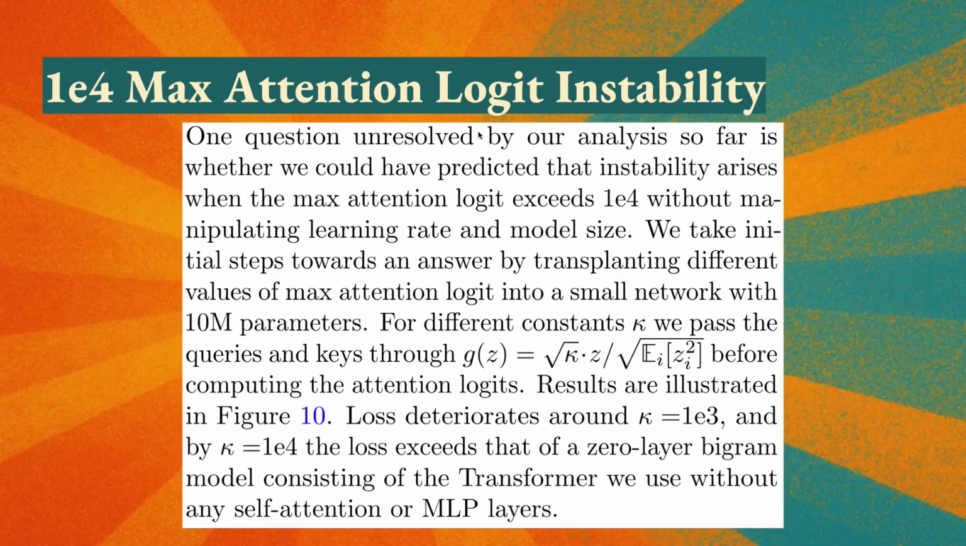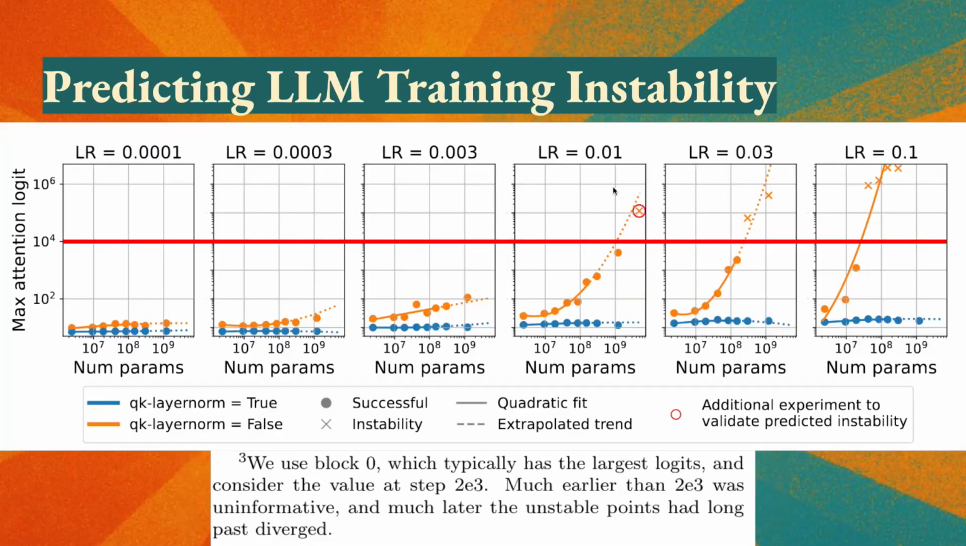One more thing I want to go back on is that this extrapolated line was confirmed by an additional experiment where they tested a 4.9 or whatever, 5 billion parameter model, and they confirmed that the max attention logit is 10 to the 5. And so this validates their extrapolation.